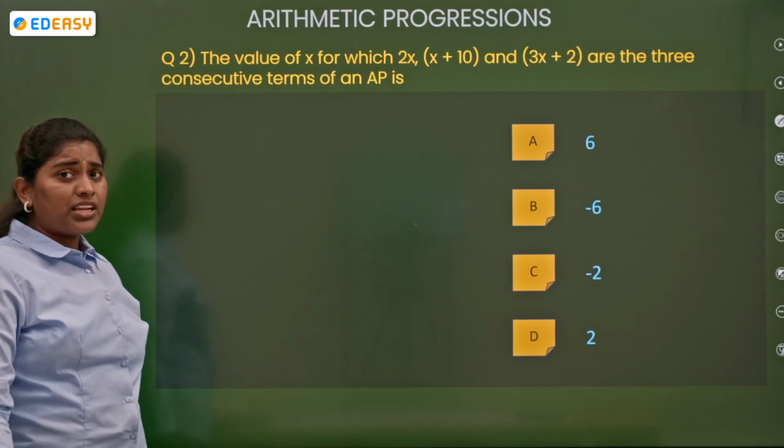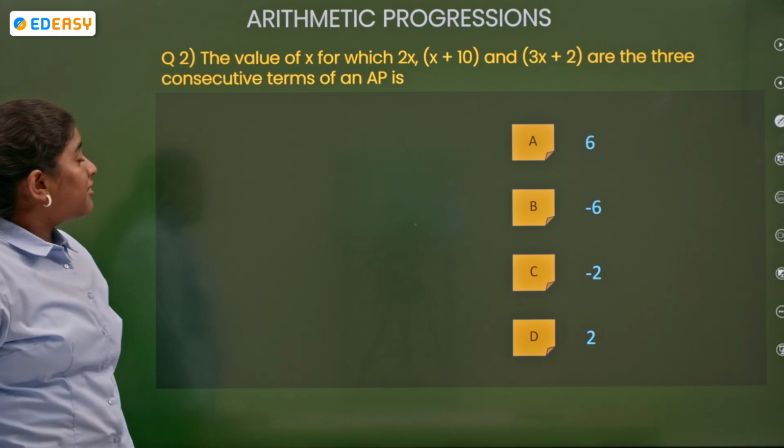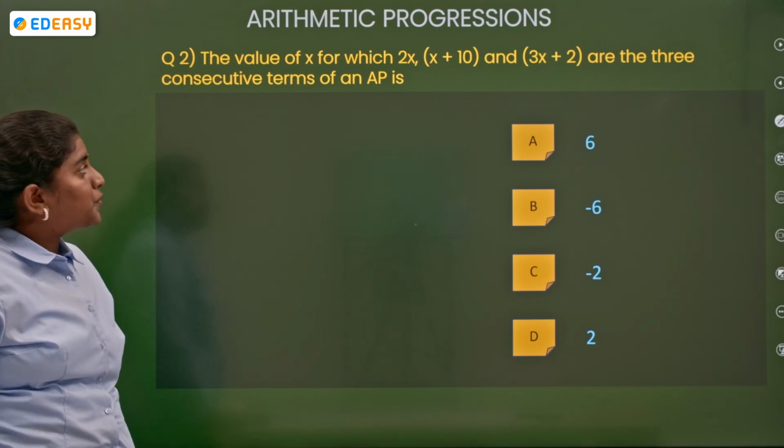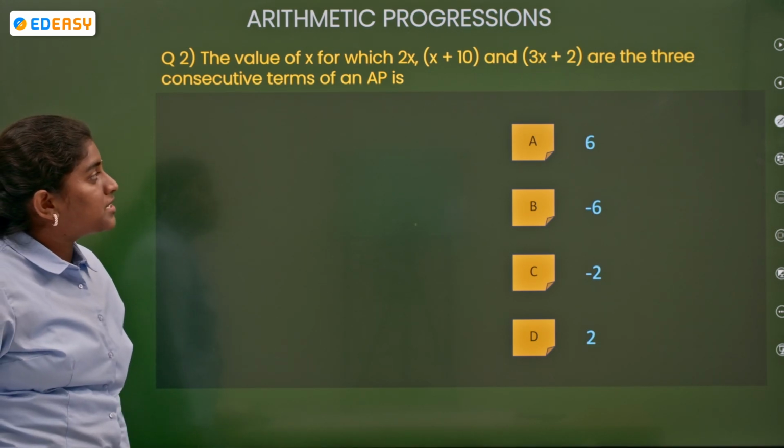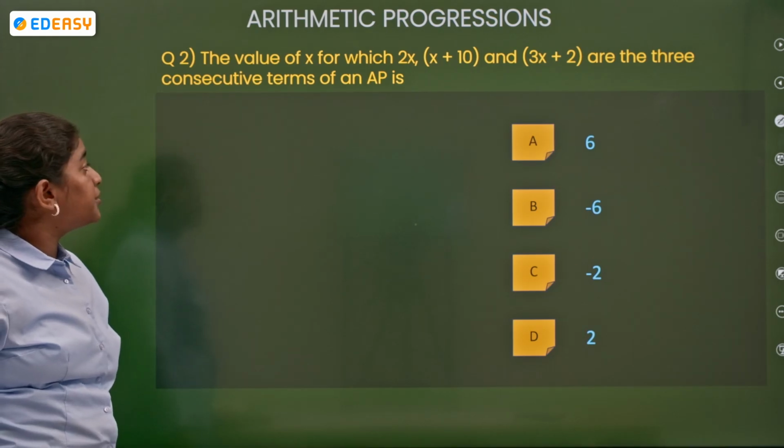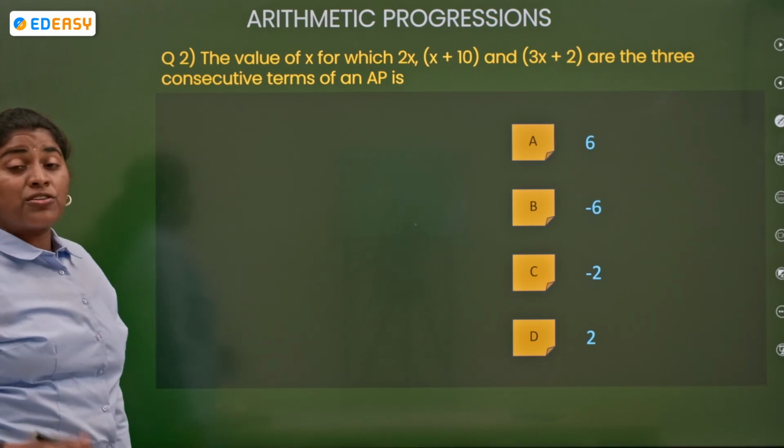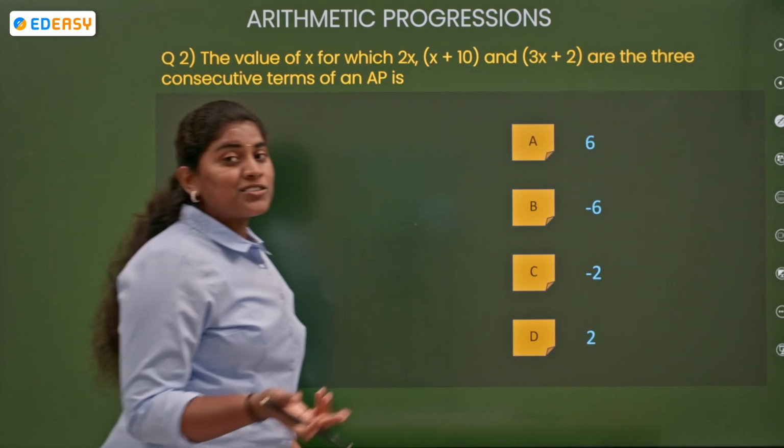Right? Now, moving to the next: the value of x for which 2x, x plus 10 and 3x plus 2 are three consecutive terms of an AP. Consecutive terms. What is meant by consecutive terms?